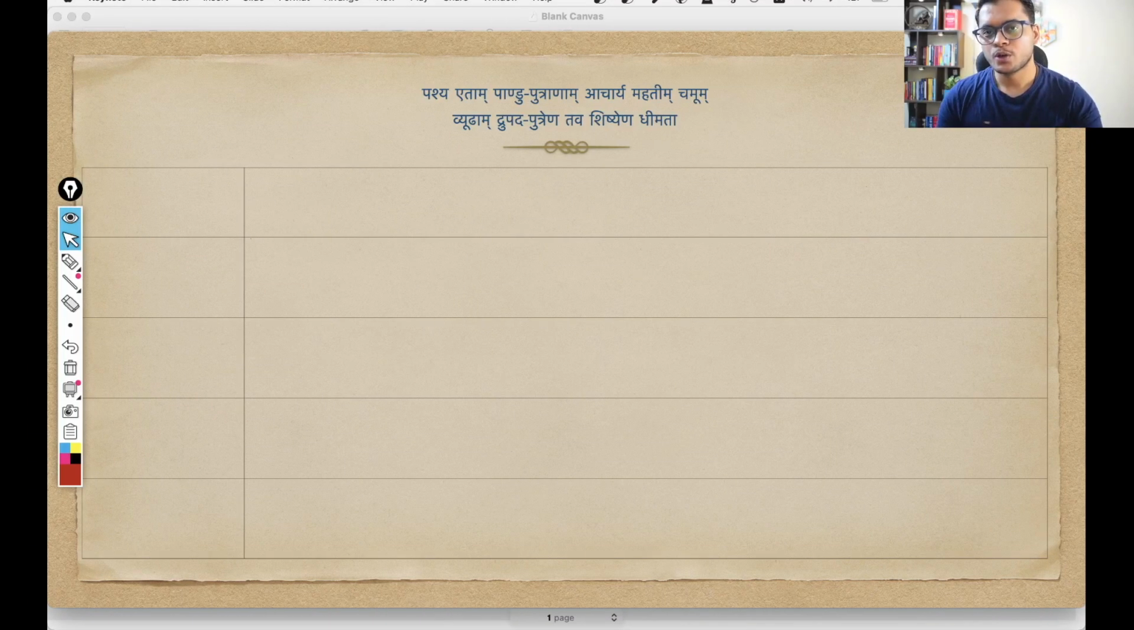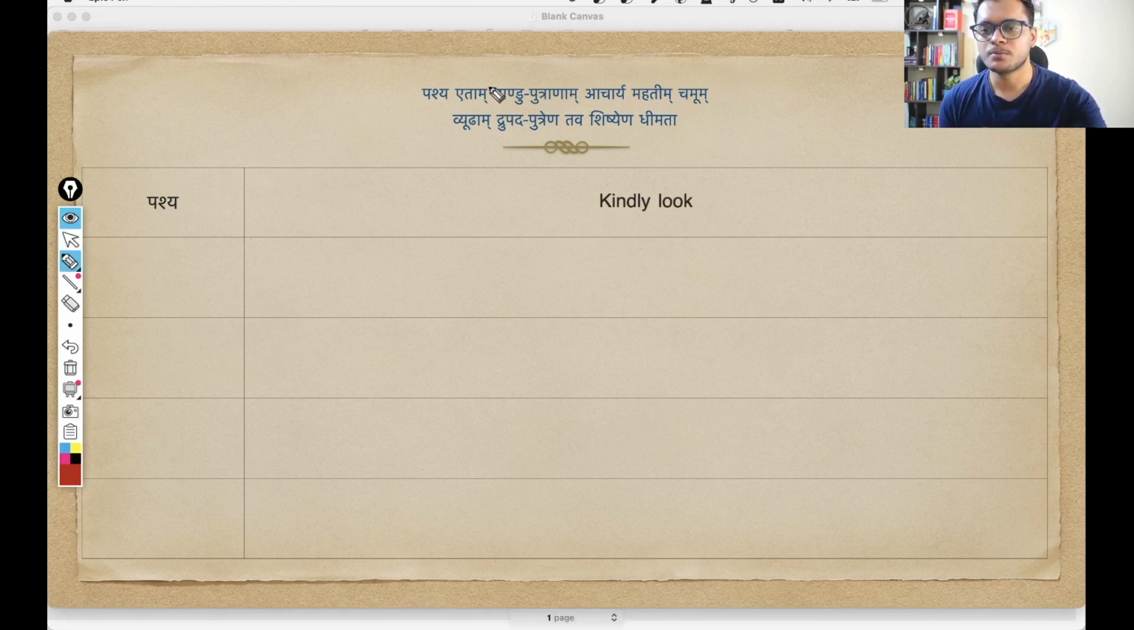Now we are going to decode the shloka by creating the context with an anchor word. What is the anchor word for today? We are starting with Pashya, that means kindly look. So we are taking this verb Pashya from the shloka, and this will be our anchor word today, around which we will build our context.